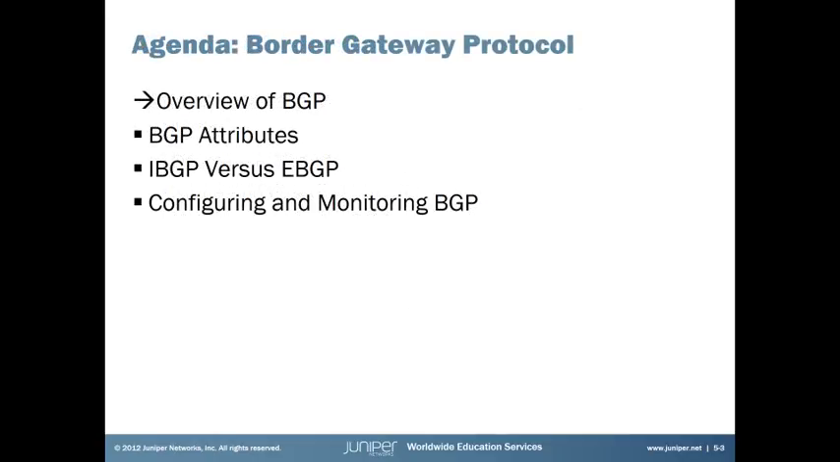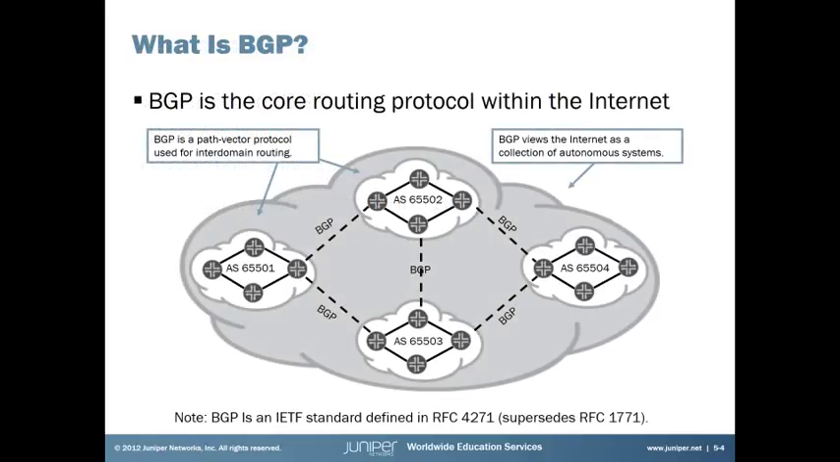So let's have a look at an overview of BGP to begin with. So what we find is BGP is the core routing protocol of the internet. So it is the internet's routing protocol. Now, let's just have a bit of a think about the type of routing protocol that it is. It is an exterior gateway protocol. So up until now, the protocols that we've looked at have not been exterior gateway protocols.